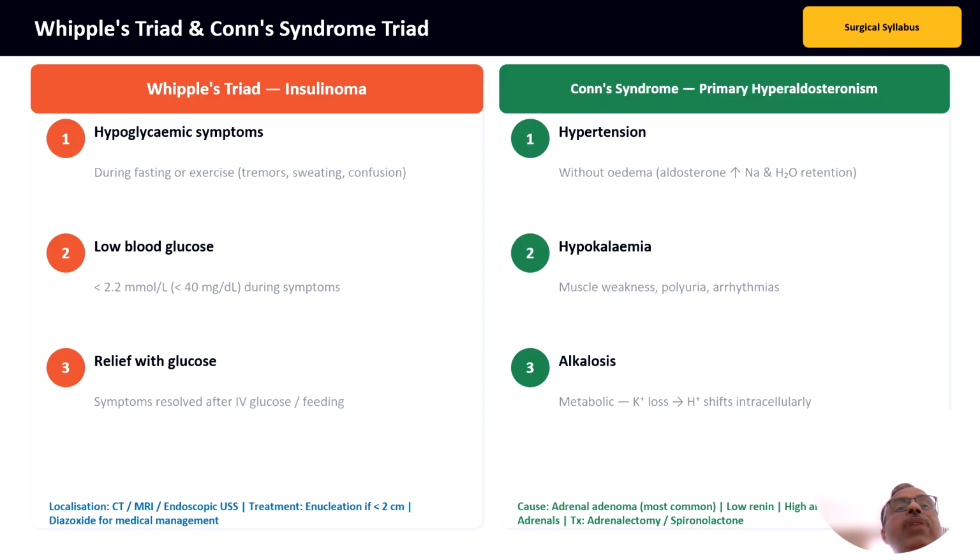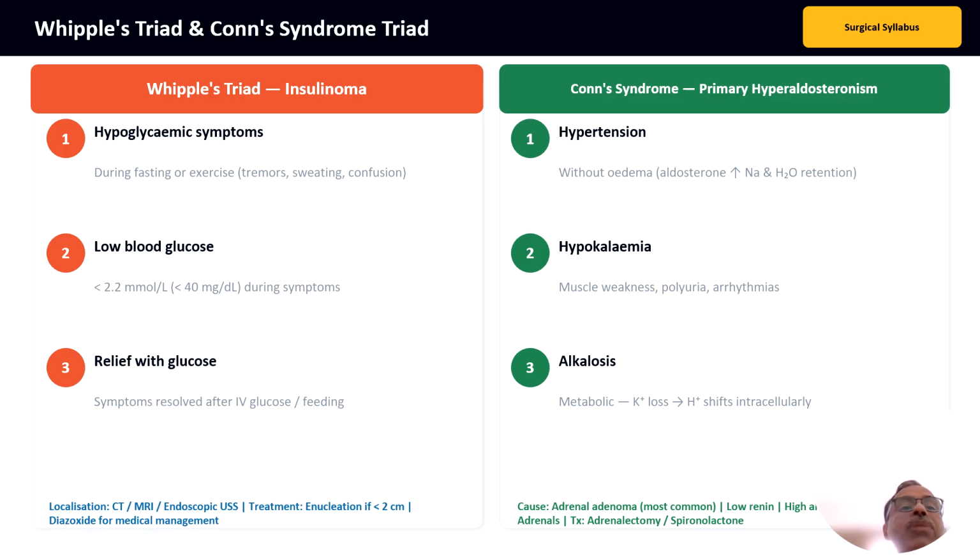Then we have Whipple's triad and Conn syndrome. What is Whipple's triad? Commonly seen in insulinoma. Number one is hypoglycemic symptoms during fasting or exercise. The patient may have tremors, increased sweating and confusion. If you check the patient's blood glucose, it would be low, less than 40 milligram per deciliter or 2.2 millimoles per liter, during the occurrence of these symptoms.